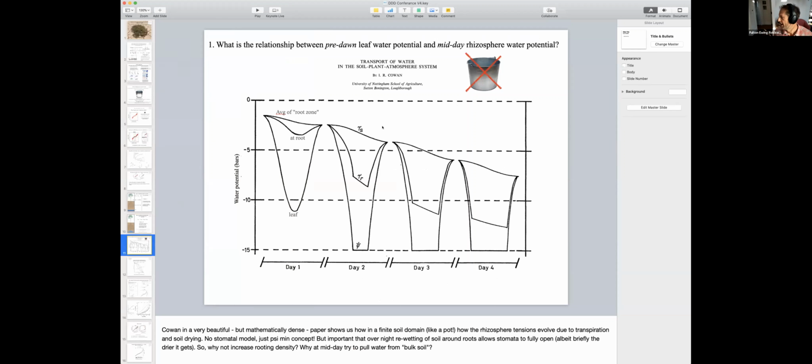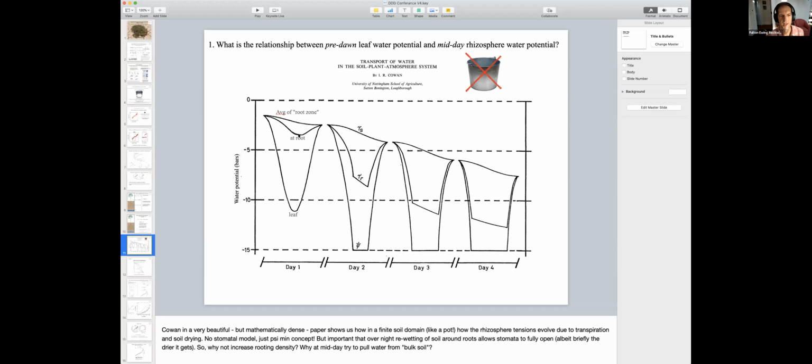So there's a really wonderful paper by Ian Cowan, the Australian, who sadly is no longer with us, but he solves this problem in a finite domain. And what we have here is a 4-day sequence. This is the time-dependent model. This is the full model, where he's giving us the average of the root zone, which is this sort of finite domain, which starts out with some water level and it's going to fall as the plants transpire.